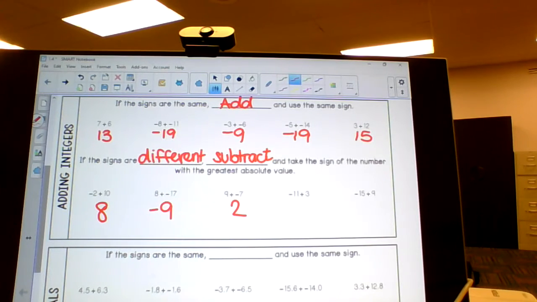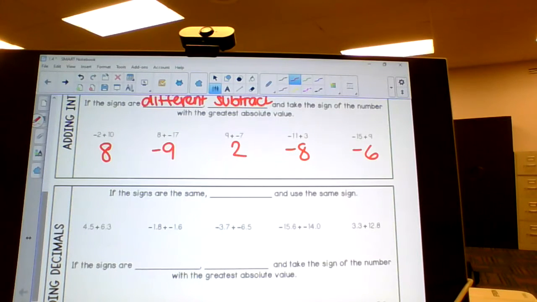-11 plus 3. -8. Different signs. So 11 minus 3 is 8. 11's bigger, it's negative, so that's why it's -8. What about -15 plus 9? -6. Different signs, subtract. 15 minus 9 is 6. 15's bigger, it's negative, so that's why it's -6.